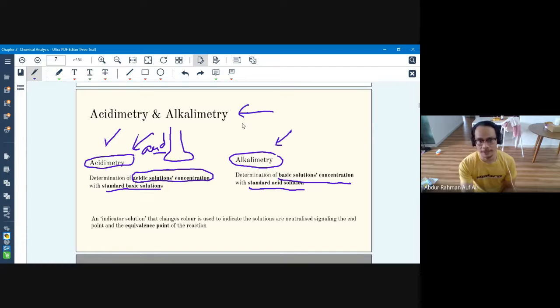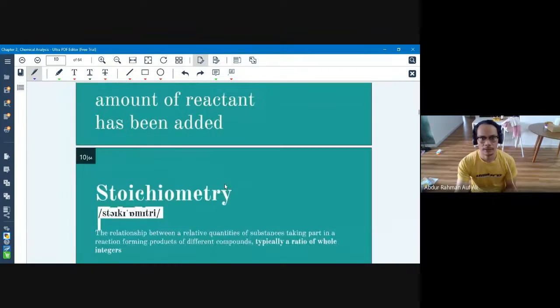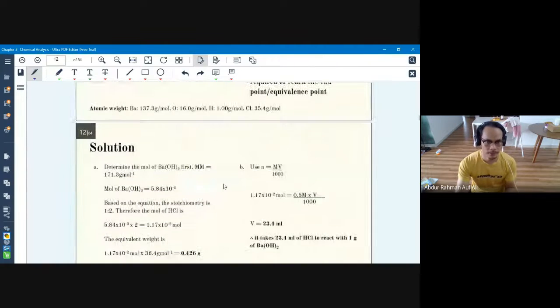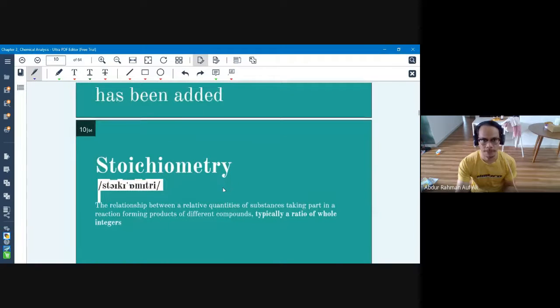So acidimetry and alkalimetry is just a term that we use to describe what we are doing, what concentration, what types of solution that we are trying to determine the concentration of. Okay, so it's not like a technical term. Just a term that we use to describe what kind of titration we are performing. Nak cari concentration acid ke, nak cari concentration base. Okay. So this one kita dah have gone through in chapter 2. Stoichiometry, acidimetry, equivalence point and endpoint.